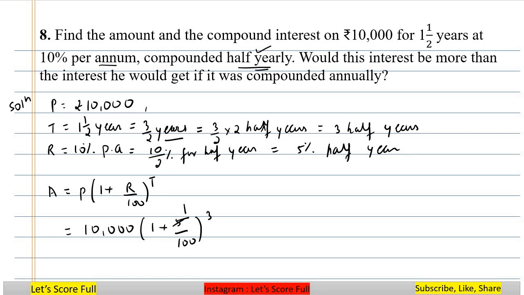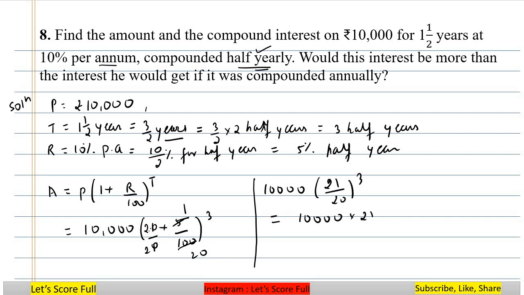We can do the cutting. 5 ones are 5, 5 twos are 10, so it is 1/20. When you take the LCM, 20/20, to make the denominator equal, it will come 20 plus 1, 21. So it is 10,000 times 21/20 raised to 3. How to solve that? 10,000 times 21/20 thrice, so 21, 21, 21 by 20.